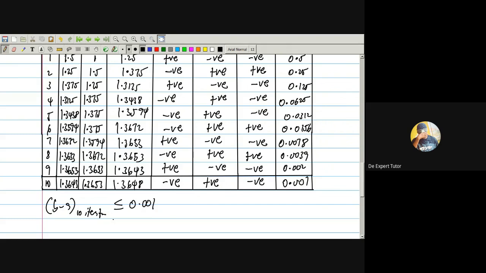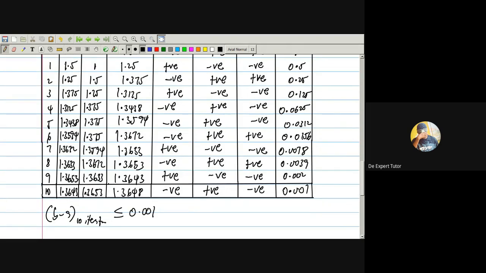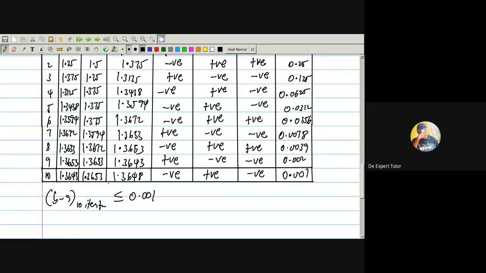So approximately, we can now say our root lies between this, which is negative, and this, which is positive. Or if we want to find one approximate root, just say approximately this is our root.